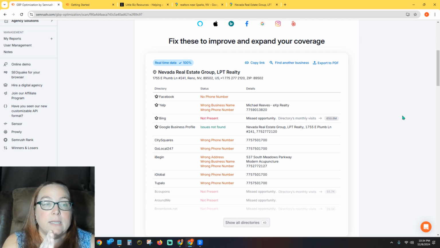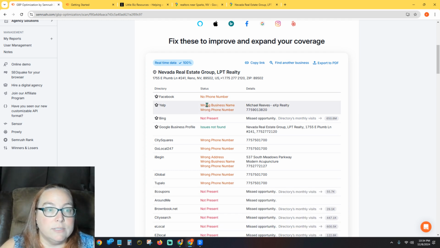Almost all of these are what they call citations, instead of directory listings. They're the same type of thing, but we call them citations. And you can say show all directories, and you can see wrong business name, wrong phone number, which may not be. For whatever reason, it's linked to this one, but it may be pulling the wrong information. So you might find out that, oh, I'm not really on Yelp, I need to be on Yelp. So Facebook, no phone number. Bing, not present. So they're saying missed opportunity.